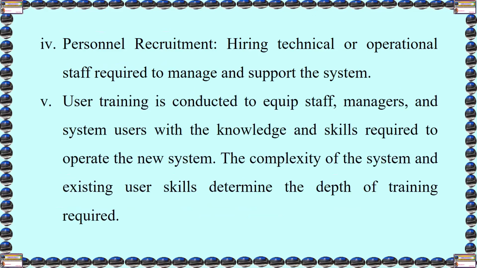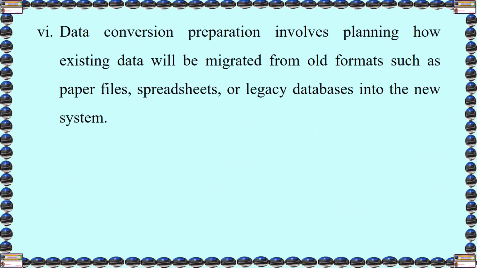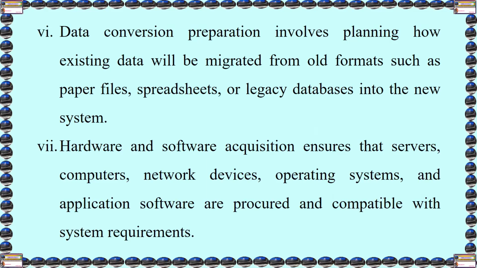Number five is conducting user training in order to equip the staff, managers, and system users with the knowledge and the skills that are required to operate the new system. The complexity of the system and the existing user skills determine the depth of training that will be required. Number six is data conversion preparation, which has to involve planning how existing data will be migrated from the old formats, such as paper files, spreadsheets, or legacy databases into the new system.